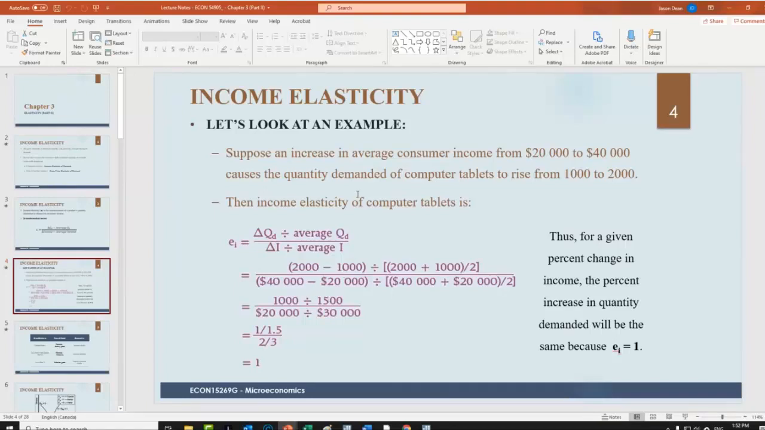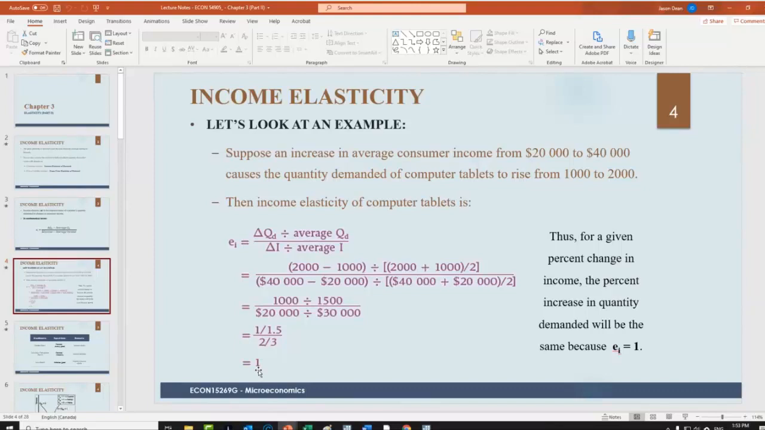On the bottom here, we are looking at an increase in income, so we're taking the 40,000 minus the 20,000. On the top, we're looking at an increase in the quantity demanded, so 2,000 minus 1,000. In this case, we know it's going to be positive. And again, we're just dividing by the average of the 2 numbers here. So when we plug everything in and crunch the numbers, we get that it equals 1. Now, since it's positive, we're going to say that this is a normal good.